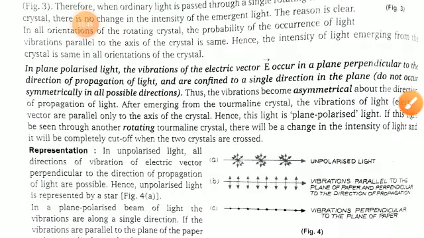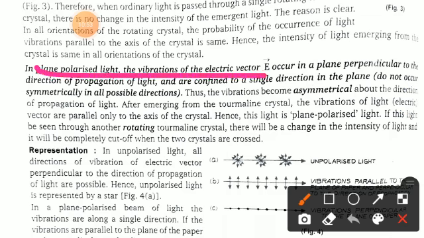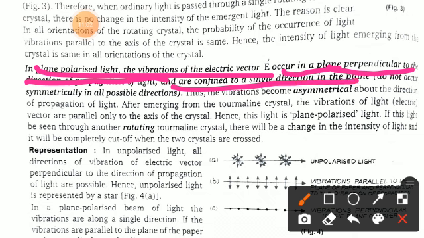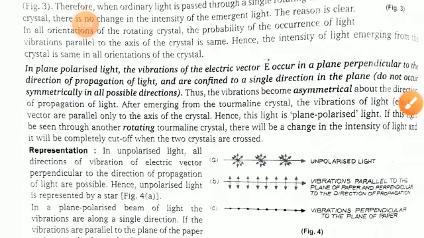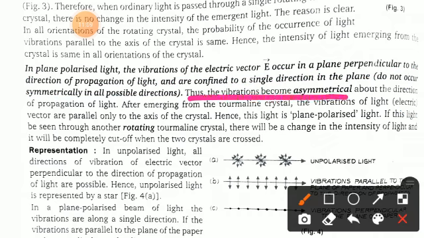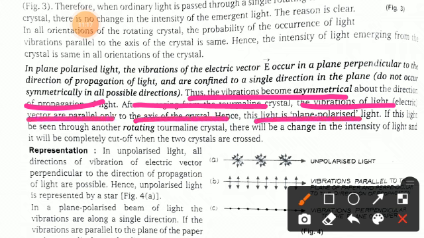Now, what is going on in plane polarized light? The vibration of the electric vector, which is your E, occurs in a plane perpendicular to the direction of propagation of light and is confined to a single direction in the plane; it does not occur symmetrically in all possible directions. Thus, the vibration becomes asymmetrical about the direction of propagation of light. So, after emerging from the tourmaline crystal, the vibrations of the light's electric vector are parallel only to the axis of the crystal. Hence, the light is plane polarized.